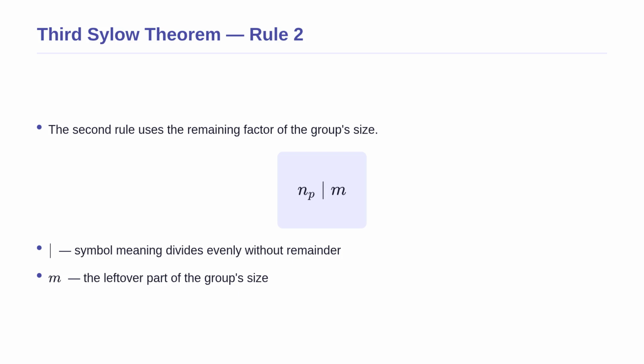Following the first rule, we have a second condition from the third Sylow theorem. This formula tells us that the number of Sylow subgroups, N_P, must perfectly divide the leftover part of the group size, M. The vertical bar simply means it divides evenly without any remainder. When we combine this rule with the previous remainder rule, we often find that the only number satisfying both conditions is 1. When N_P is exactly 1, it means there is only one subgroup of that size, making it unique and therefore a normal subgroup.